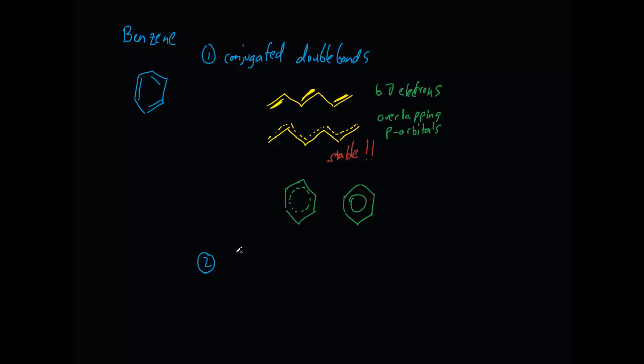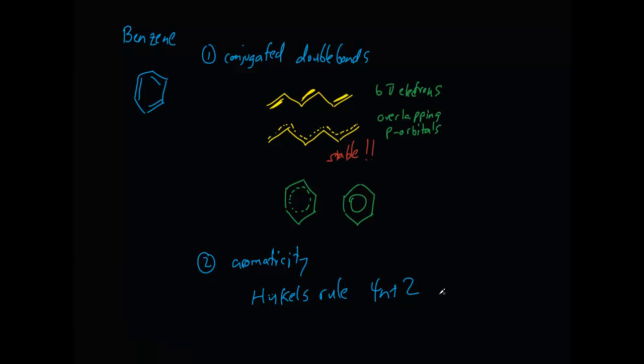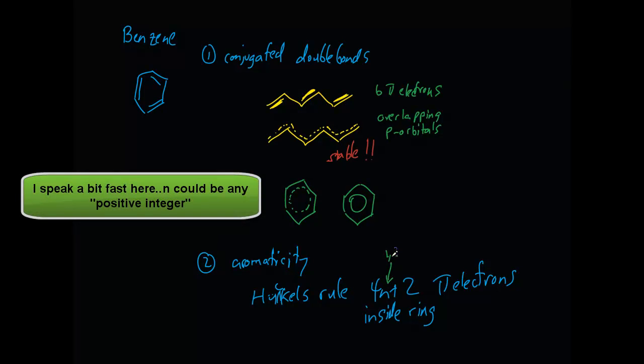And another thing that makes benzene really stable is aromaticity. Aromaticity must obey, hope I'm spelling that right, Huckel's rule, maybe a C in there, which says that you need 4n plus 2 pi electrons, in other words inside the ring. I think this might be a C, sorry about that. And n could be any positive integer: 1, 2, 3, and so on.